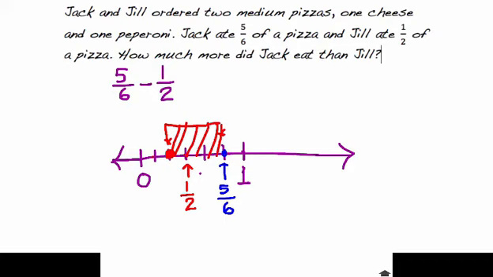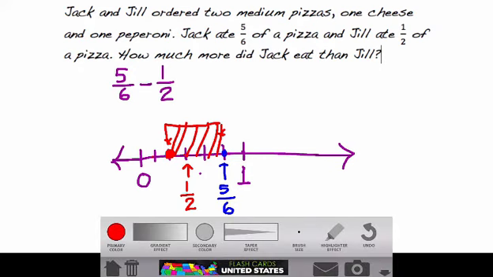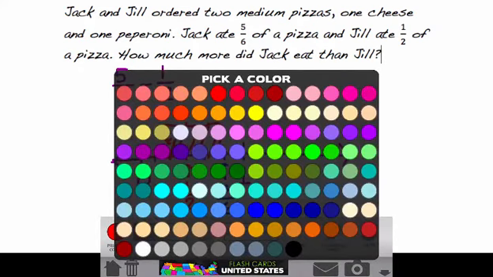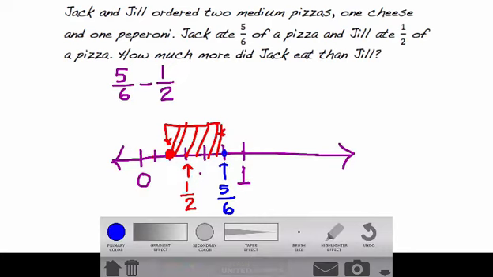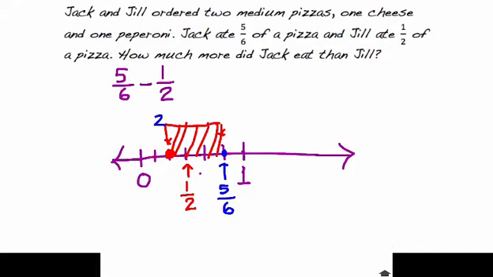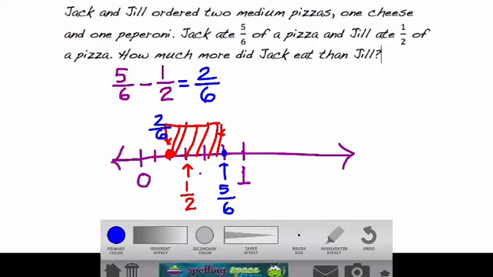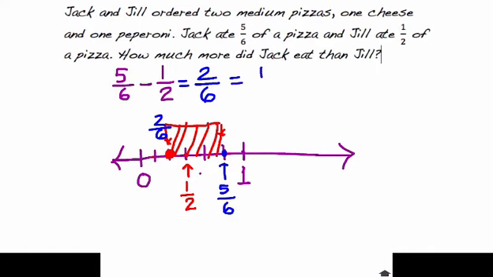And now I'm at 2/6. So my solution of 5/6 subtract 1/2 would equal 2/6. And I want to simplify and reduce my fraction. So I know that 2/6 reduces down to 1/3 because both 2 and 6 are divisible by 2.